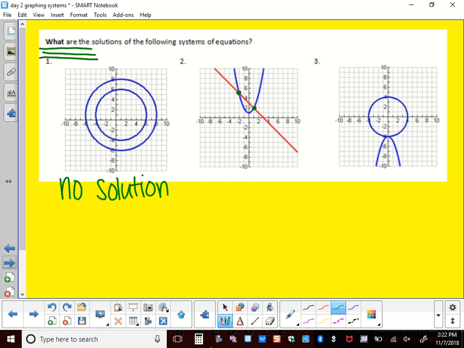The first one up top is what? Negative 2, 5. And the second one is 1, 2. Beautiful. Thank you. All right, number 3. Can we agree that there's 1 solution? What point is that? 0, negative 4.